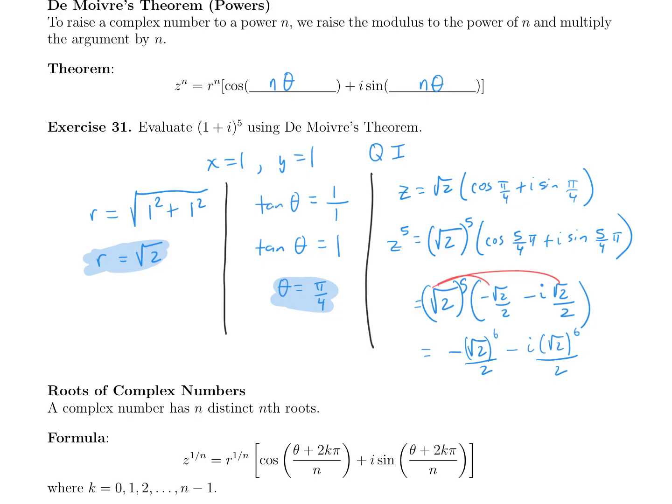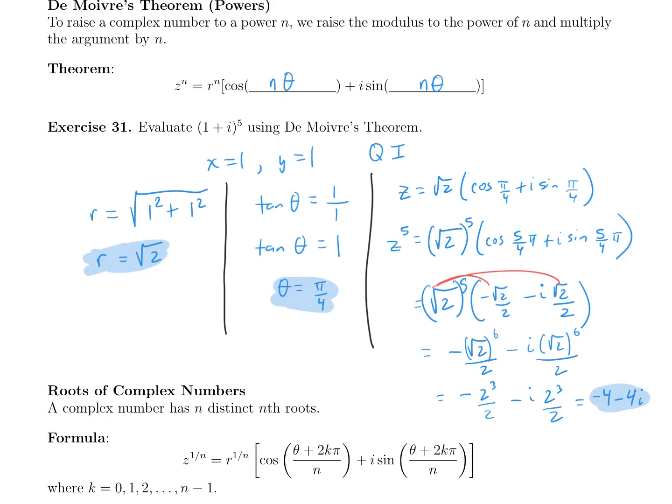All right, and if you raise radical 2 to the 6th power, that's actually going to just be 2 to the 3rd. So you're going to have negative 2 to the 3rd over 2 minus i 2 to the 3rd over 2. All right, and now you can subtract exponents since you're dividing, so you should get negative 2 squared, which is negative 4 minus 4i. So that is our final answer.